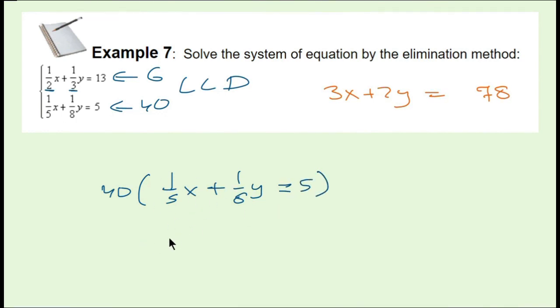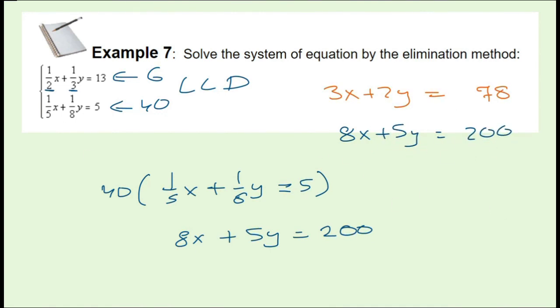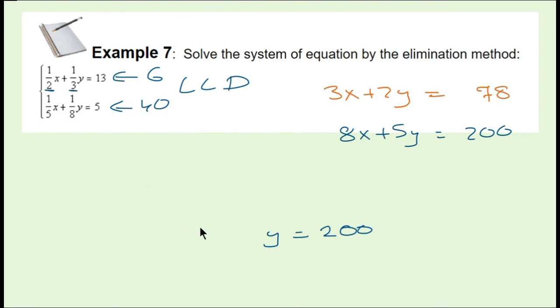Multiply everything by 40, you get 8x plus 5y is equal to 200. So 8x plus 5y is equal to 200. Now we have a perfect system. No fractions and nothing to distract us. How do we solve this one?